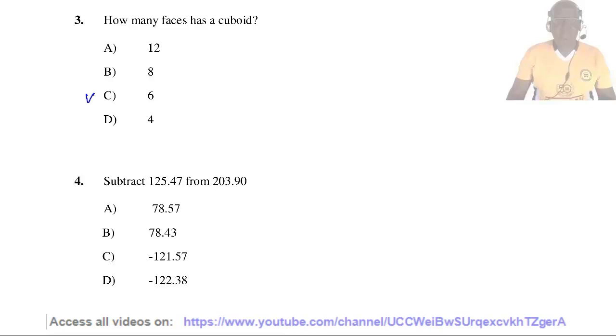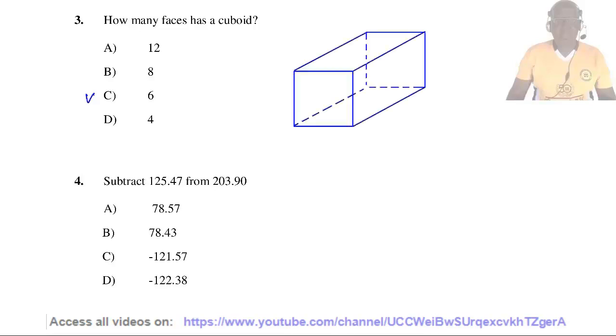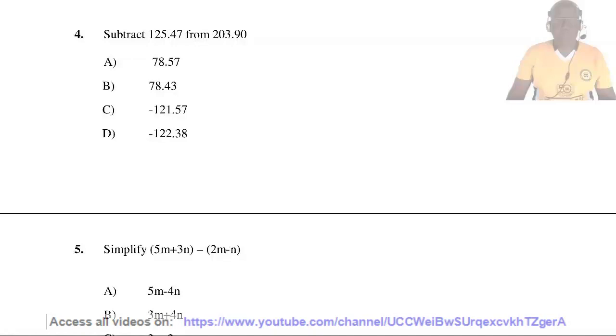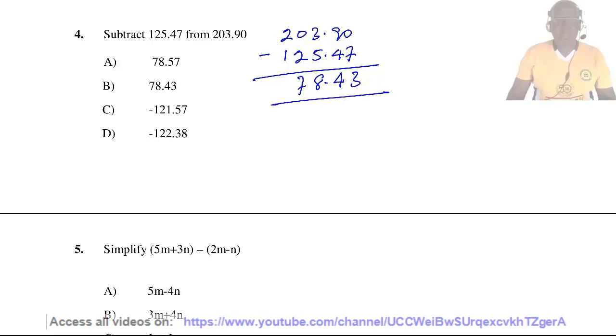This is the sketch of a cuboid. Question 4. Subtract 125.47 from 203.90. From 203.90, we shall subtract 125.47. 0 minus 7 is impossible, so we shall borrow 1 from 9, so 10 minus 7, 3. 8 minus 4, 4. 13 minus 5, 8. 9 minus 2, 7. So the answer is B.